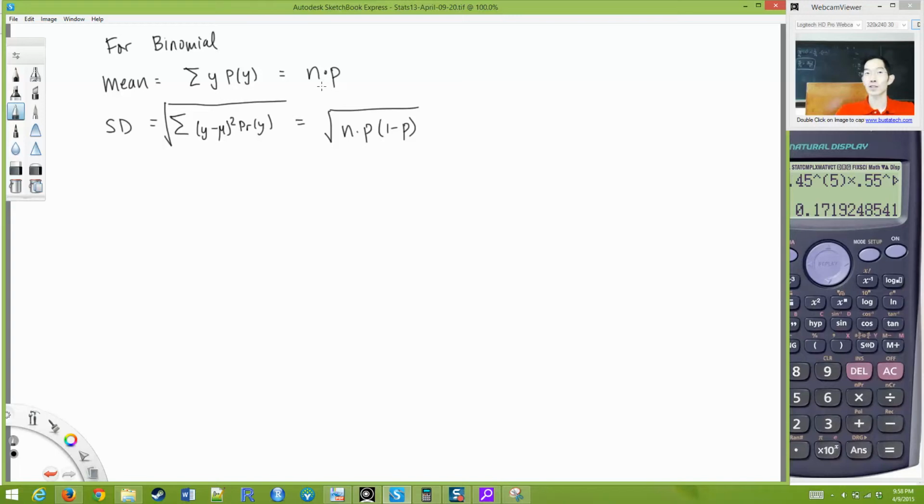If we're selecting 100 people at random and 45% of the general population has type O blood, how many people would you expect to have type O blood? 45% of 100, or 45. And so that's all you're doing. You're just doing 100 times that probability, 0.45, and you're getting that number.